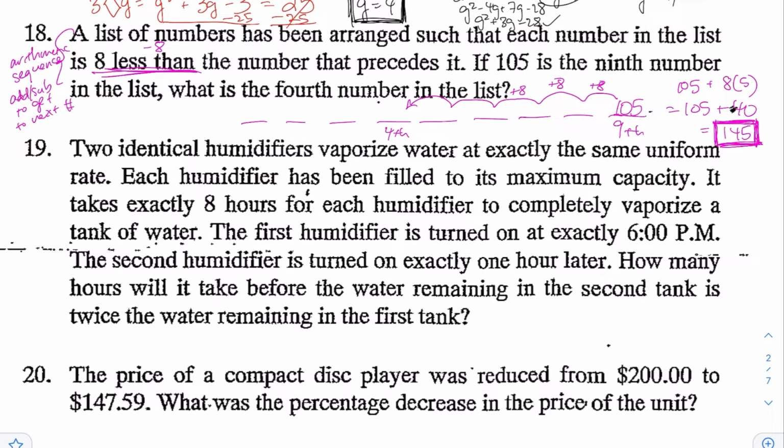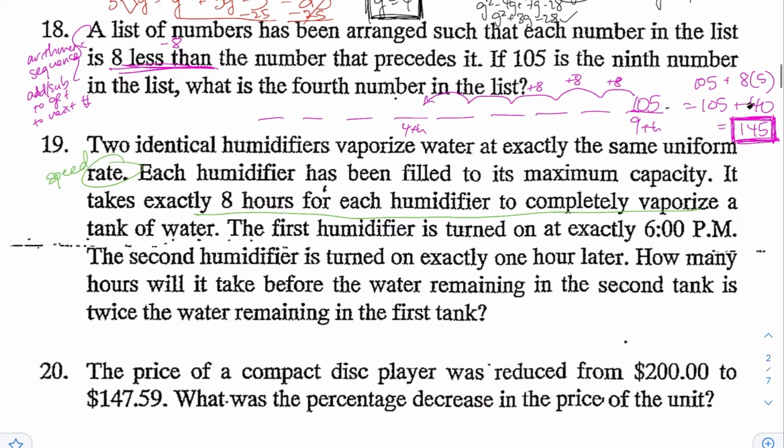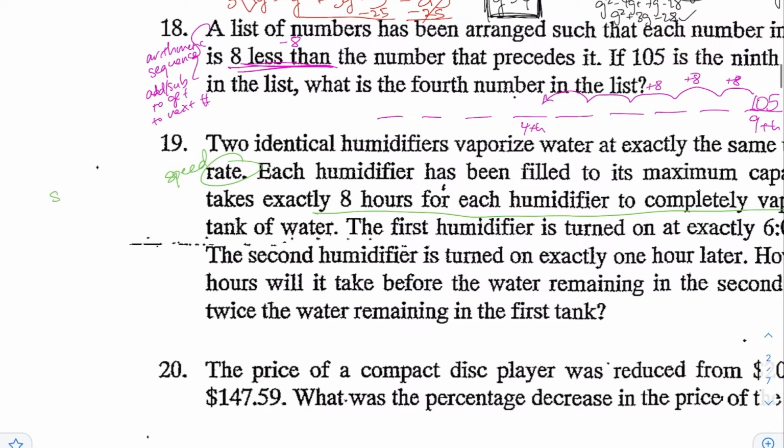So here, they are exactly the same humidifiers, and each stores the same amount of water. So it takes 8 hours to completely vaporize. So that is your rate. Another word for rate is just speed. So the speed in both of these cases is 8 hours for one tank. That means that in each hour, 1/8 of the tank is used.